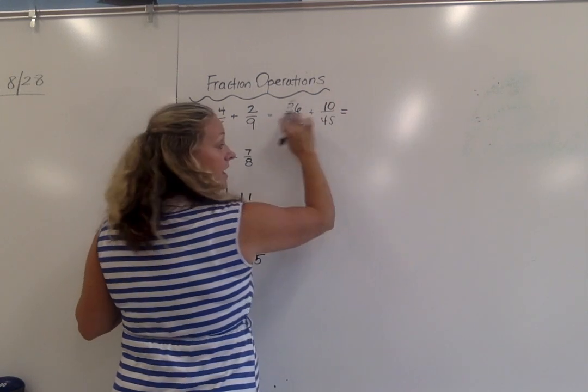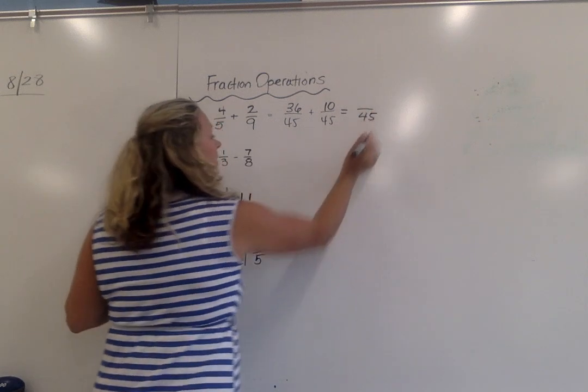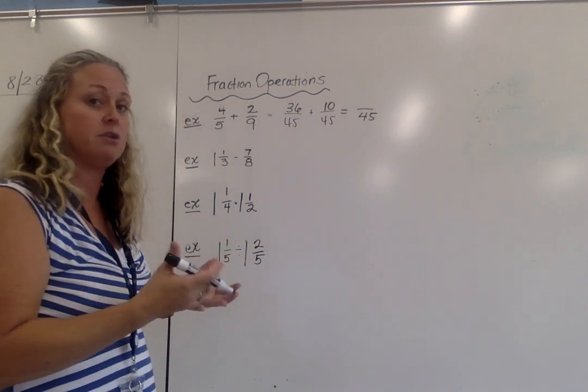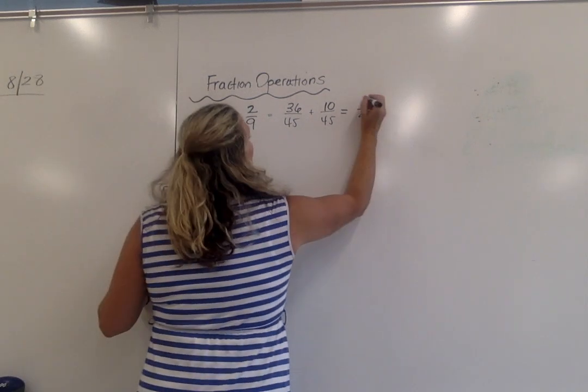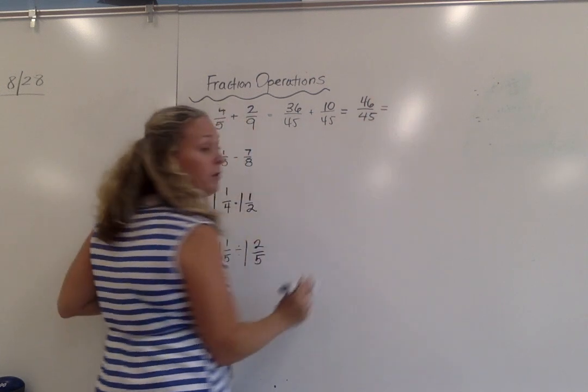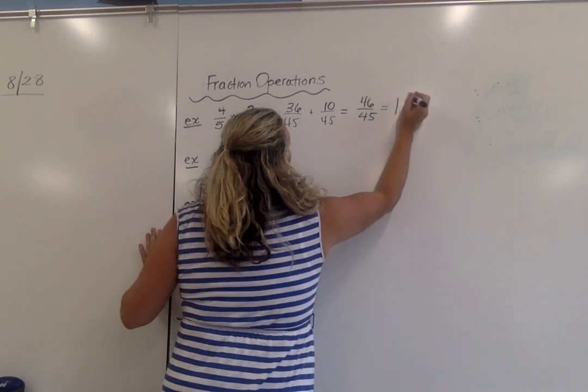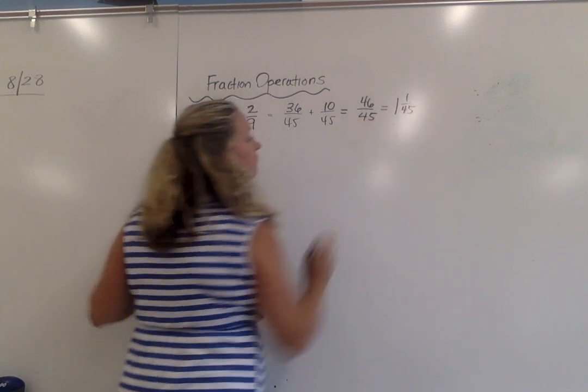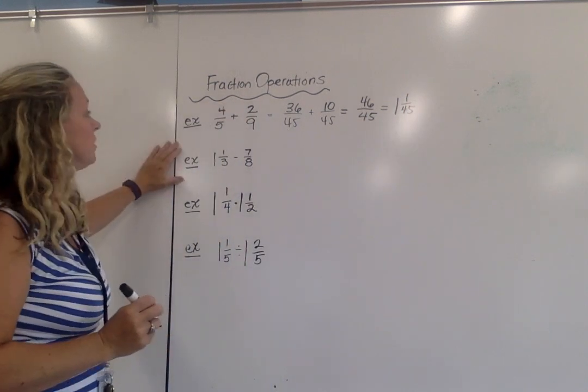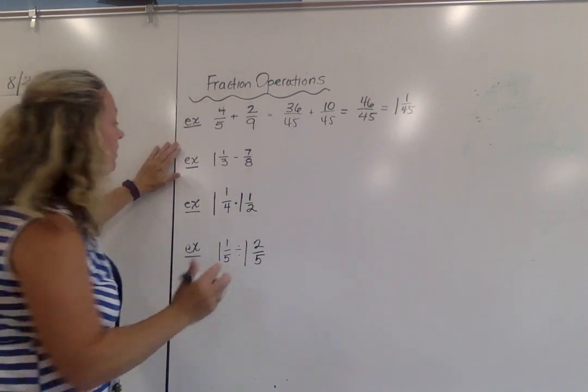I'm going to go ahead and add just my numerators. My denominators act as the units that I'm going to be describing. So I have 46 45ths, which ends up simplifying to 1 and 1/45. Subtraction is going to work the same way in terms of having a common denominator.